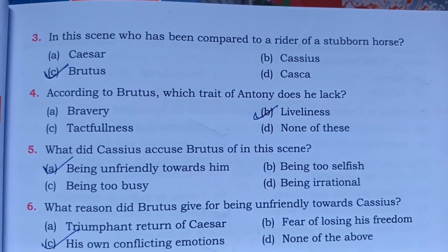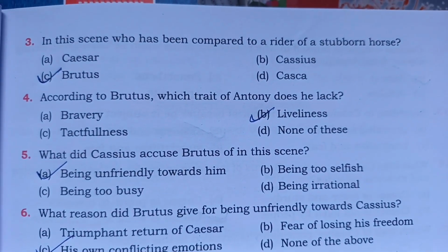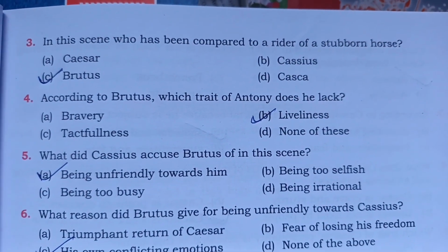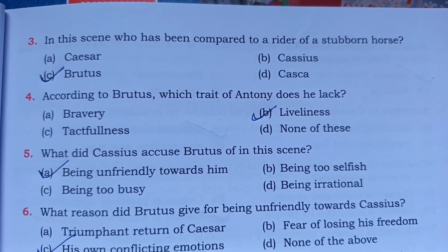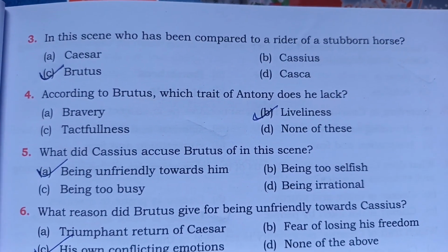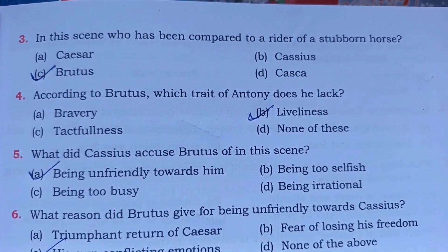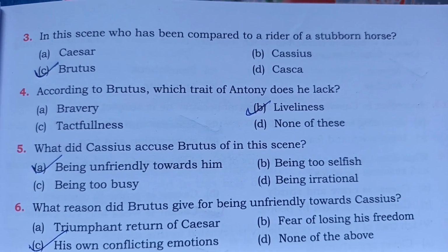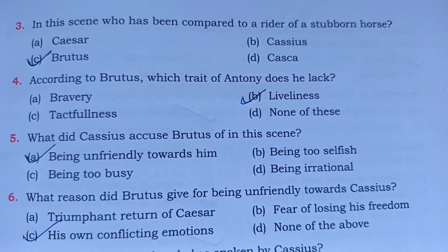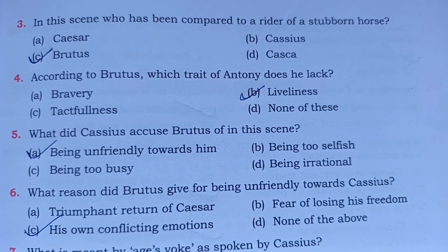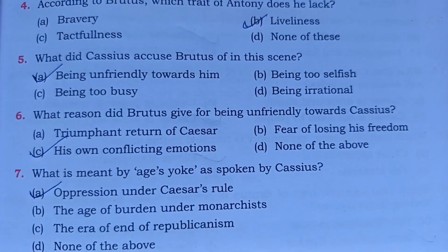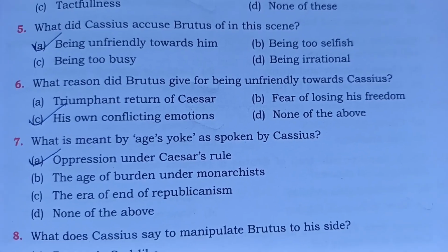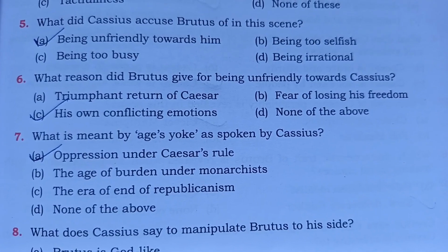Next, number 3, in this scene, who has been compared to a rider of a stubborn horse? Option C is correct, Brutus. Number 4, according to Brutus, which trait of Antony does he lack? So option B is correct, liveliness. Number 5, what did Cassius accuse Brutus of in this scene? So here option A is correct, being unfriendly towards him. Number 6, what reason did Brutus give for being unfriendly towards Cassius? So here option C is correct, his own conflicting emotions.